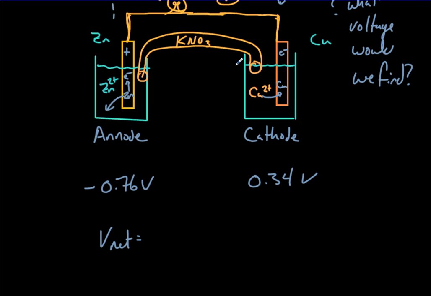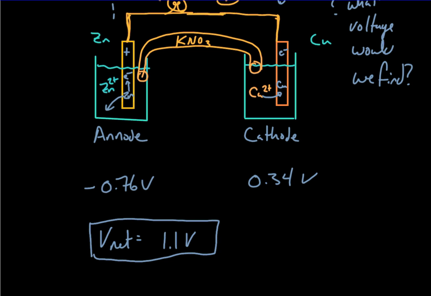Does that make sense? So what will we get here? 1.1, right? So we should be able to generate 1.1 volts off of this cell. In one direction, it's considered negative, and in the other, it's considered positive. Just going to pause this for a second.